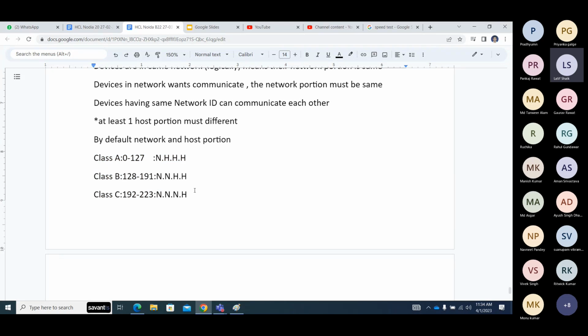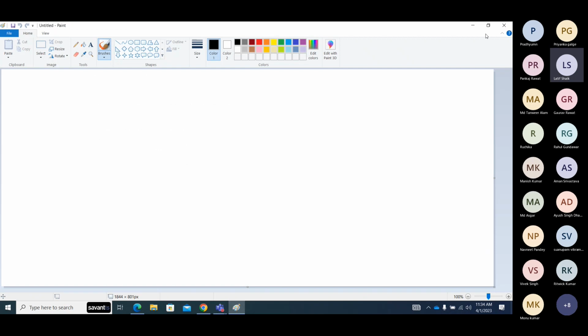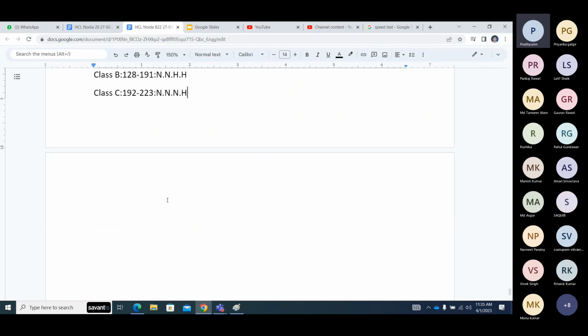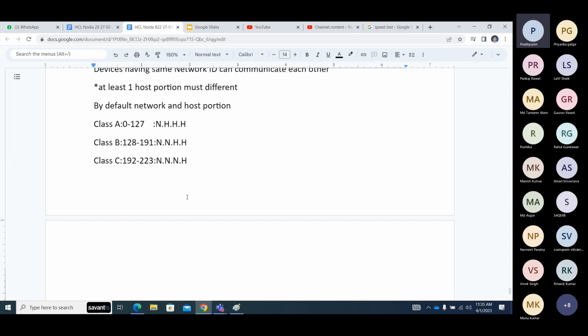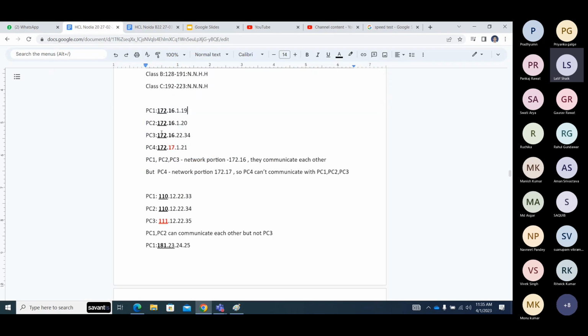You have to remember that an IP address has two parts, the network part and the host part. The network part represents the network, meaning the network devices having the same network portion will communicate with each other. The host portion varies, it is an individual identification. The host portion is similar to a roll number, and the network portion is similar to the remaining portion. So what is next is the default network portion and host portions.